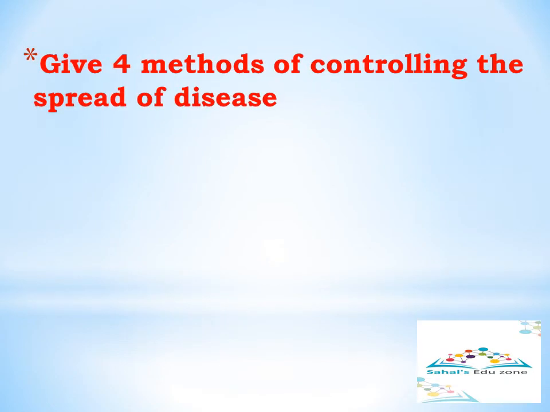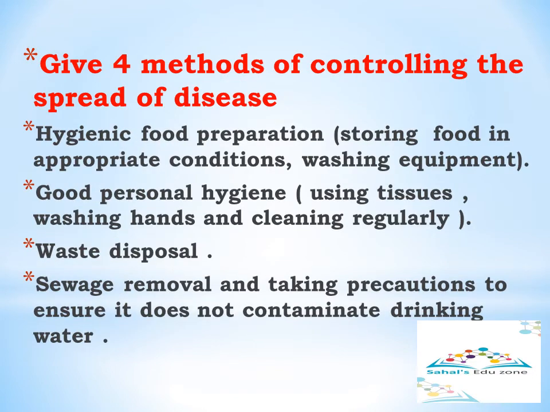Give four methods of controlling the spread of disease. Hygienic food preparation, that means storing food in an appropriate condition and washing the equipment. Good personal hygiene, using tissues, washing hands and cleaning regularly. Proper waste disposal, sewage removal and taking precautions to ensure it does not contaminate drinking water.